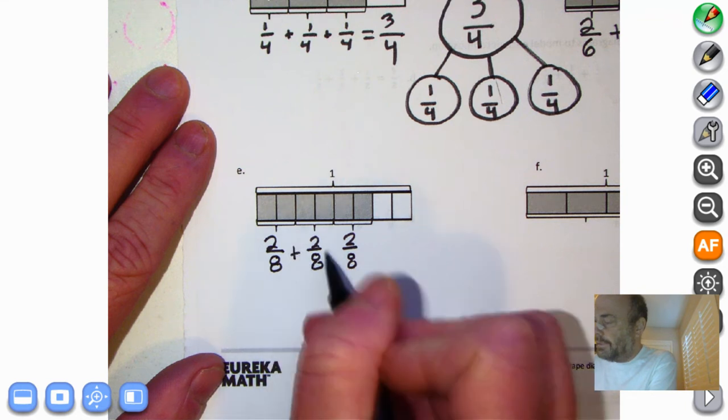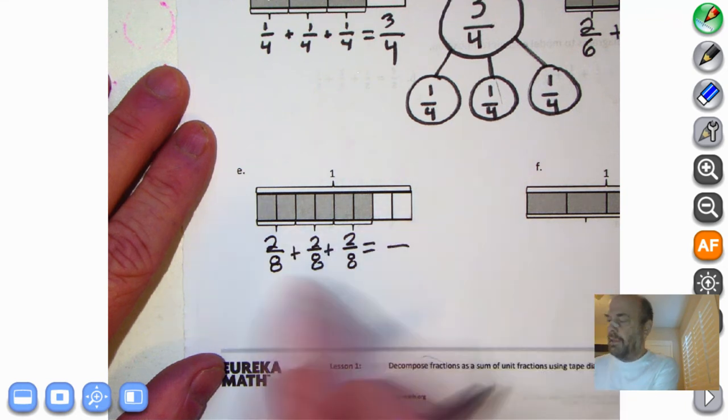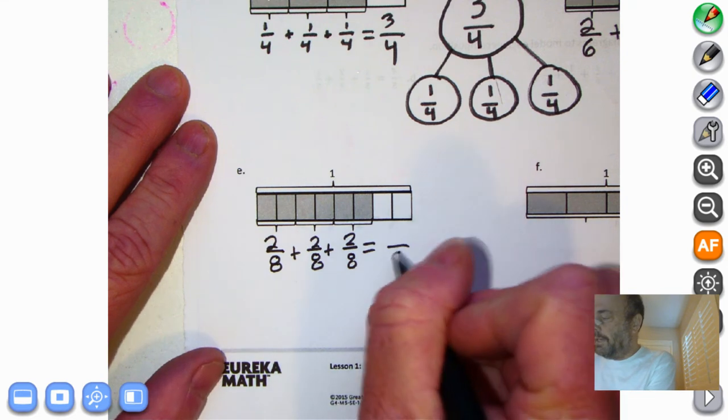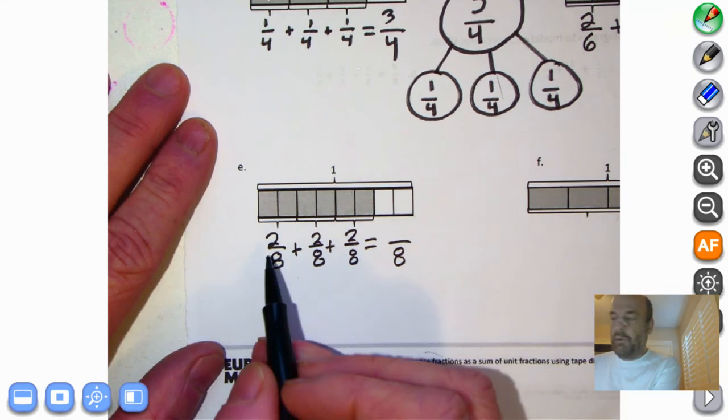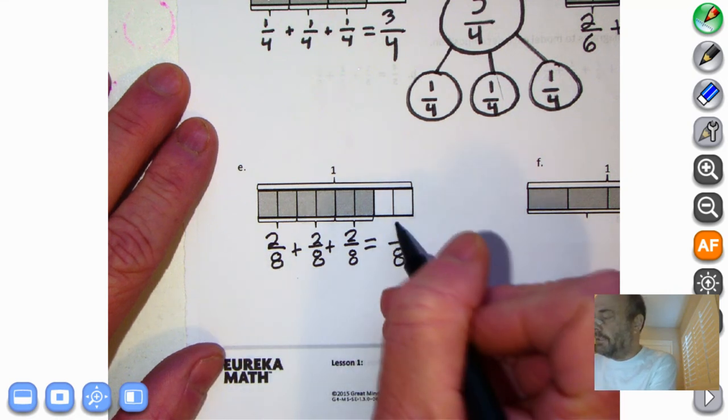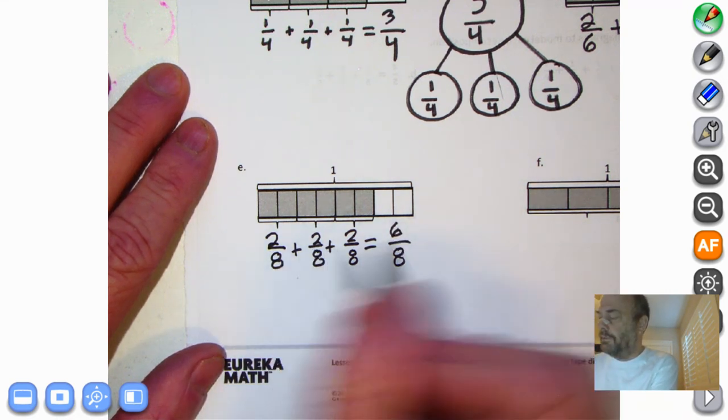So we're going to add those together. Remember, the 8 is not going to change. The denominator is not going to change. It will remain 8. Now we add the numerators: 2, 4, and 6. So we get 6 8s. 2 plus 2 is 4, 4 plus 2 is 6.